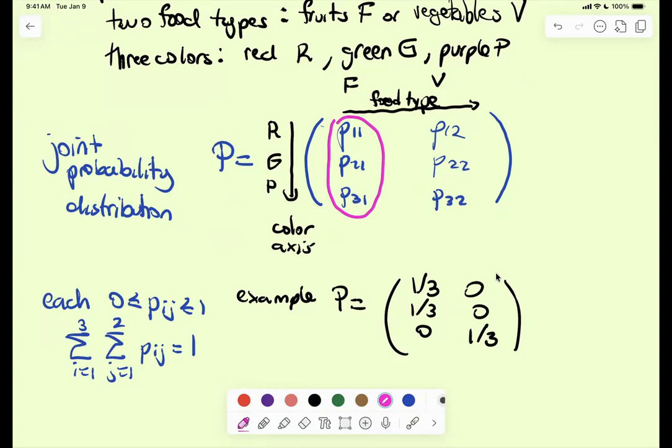If you do P11 plus P21 plus P31, right? Well, if you notice, when you add along this column, what's changing? What's changing is the color of the item. But they're all fruits. So you erase the information about the color that the item had, and you only keep track of the food type.